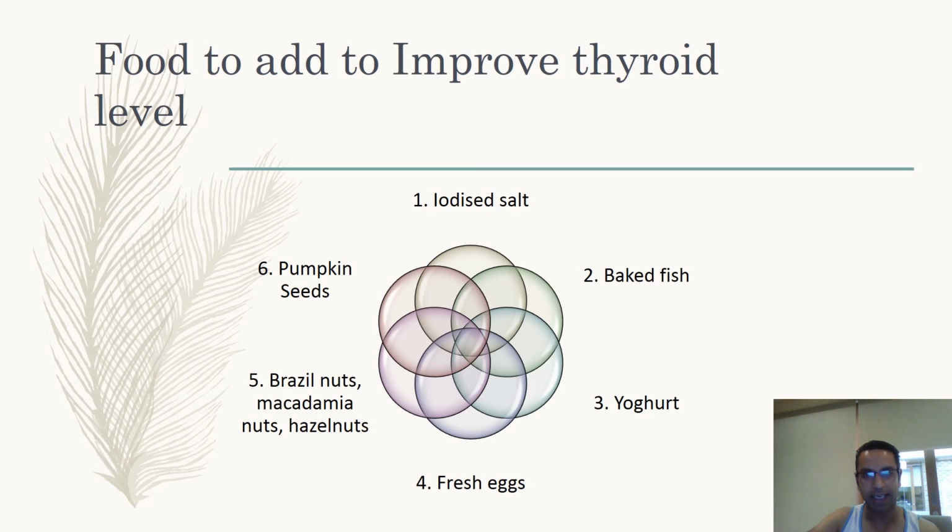Now, what are the foods you can add to improve the thyroid level? Iodized salt, baked fish, yogurt, fresh eggs, Brazil nuts, macadamia nuts, pumpkin seeds, and there are some fruits as well, such as strawberry, banana, and so on. But their quantity is a little less compared to these ones. So make sure you include these in your diet, especially the iodized salt.